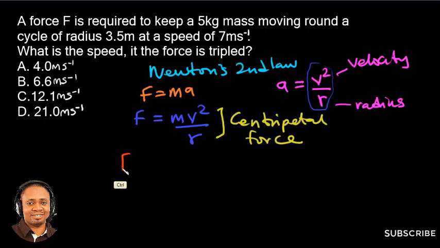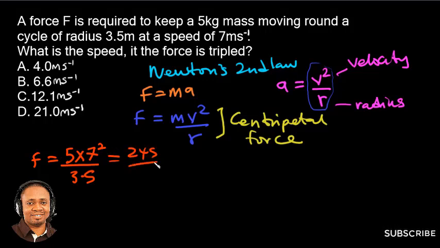Now let us solve for the first. Let me do it on this side. So F equals m, the mass we're given is 5, times the velocity, that is the speed, which is 7. So now we have 7 squared over the radius, which is given as 3.5. So 5 times 7 squared, 7 squared is 49, so we have 245 to be divided by 3.5, and if we punch that into our calculator, we have the force equal to 70 Newton.